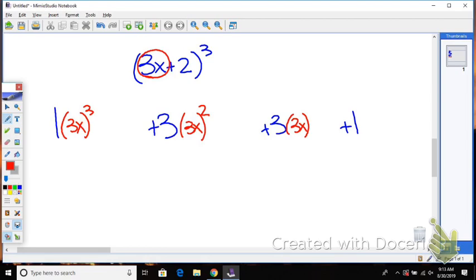And then you take the 2 and you do the same thing. You do that, but you go the opposite way. Yep.